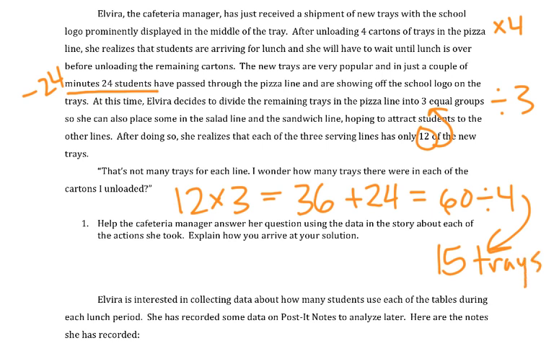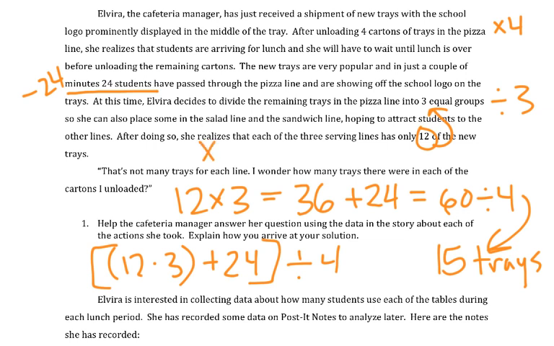Okay, we could write it if we wanted to as a full-on equation. 12 times 3 plus 24, and all of that divided by 4. Which, if we were thinking about it, we could have also said we had X number of trays, so we times that by 4, subtract 24, and then that whole thing we divide by 3, and those would be the inverse expressions of each other.